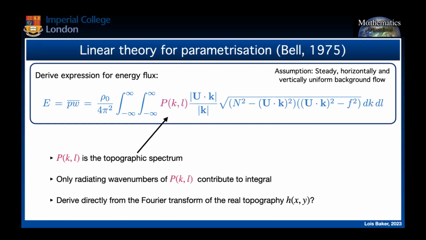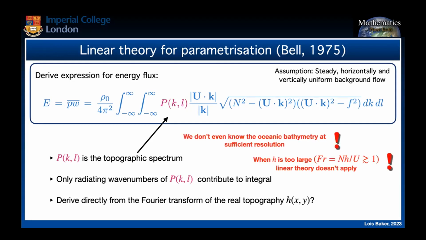And the way the topography comes into this expression is through this P of KL, which is the topographic spectrum. And notice that only the radiating wave numbers, so within that range that I showed, contribute to this integral. So how do you find P? Well, if you know the topography, h of xy, then you could derive it directly from the Fourier transform of that. There are a couple of problems associated with this.